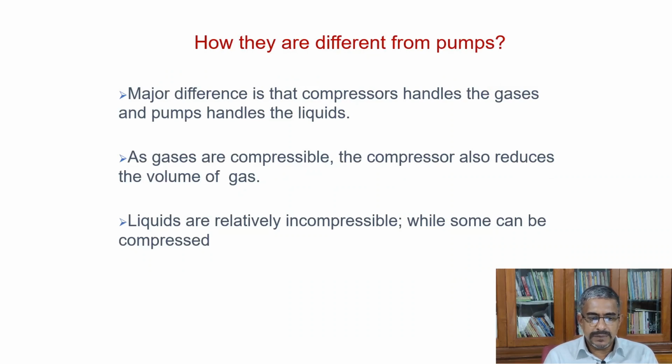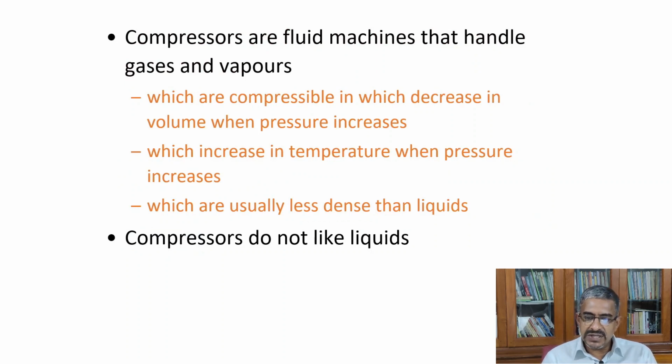How are they different from pumps? The major difference is that compressors handle gases and pumps handle liquids. As gases are compressible, the compressor also reduces the volume of gas. Liquids are relatively incompressible, although some can be compressed. Compressors are fluid machines that handle gases and vapors, which are compressible, in which volume decreases when pressure increases. That is very important. We will study that in detail with the help of pictures in the coming slides. The temperature also increases when pressure increases, and gases are usually less dense than liquid. Compressors do not like liquid.